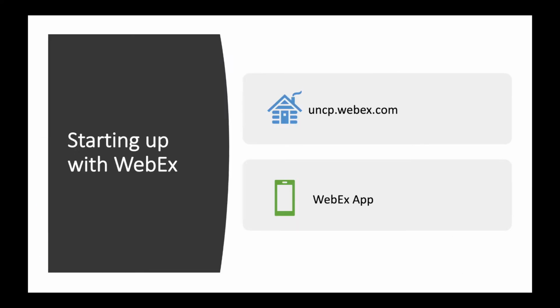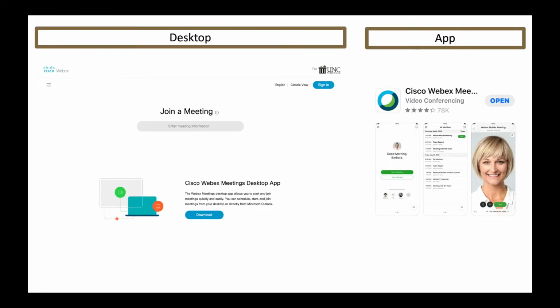So the next portion of this presentation has to do with WebEx. We're going to talk about WebEx and how it integrates in Canvas. In order to access WebEx from a desktop, you're going to navigate to uncp.webex.com. And then there's also an app associated with WebEx as well. This is what the desktop version looks like, and if you search the App Store, this is what you're going to find for the app. It's called Cisco WebEx Meetings.